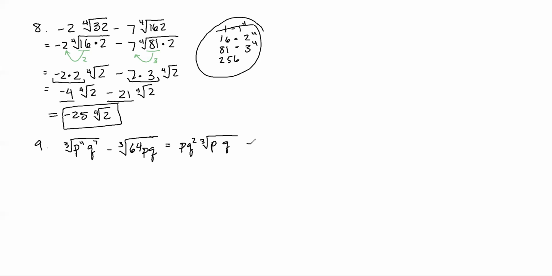Now looking at our second group here, 64 is actually a perfect cube. 64 is the cube of 4, and for p and q, the exponents aren't high enough for us to take any out. They're both less than 3, so we'll leave those. But we can take out the cube root of 64, which is 4. And we're left with the cube root of pq.